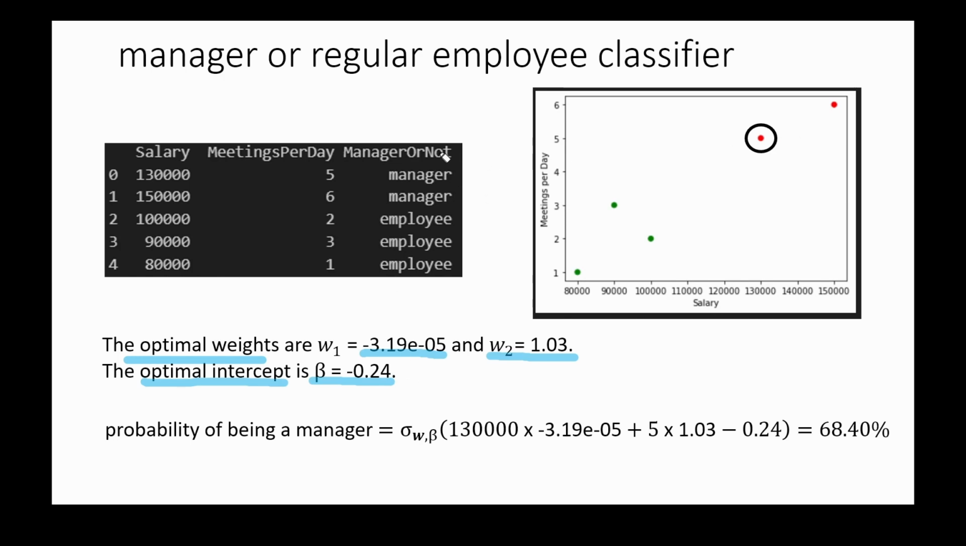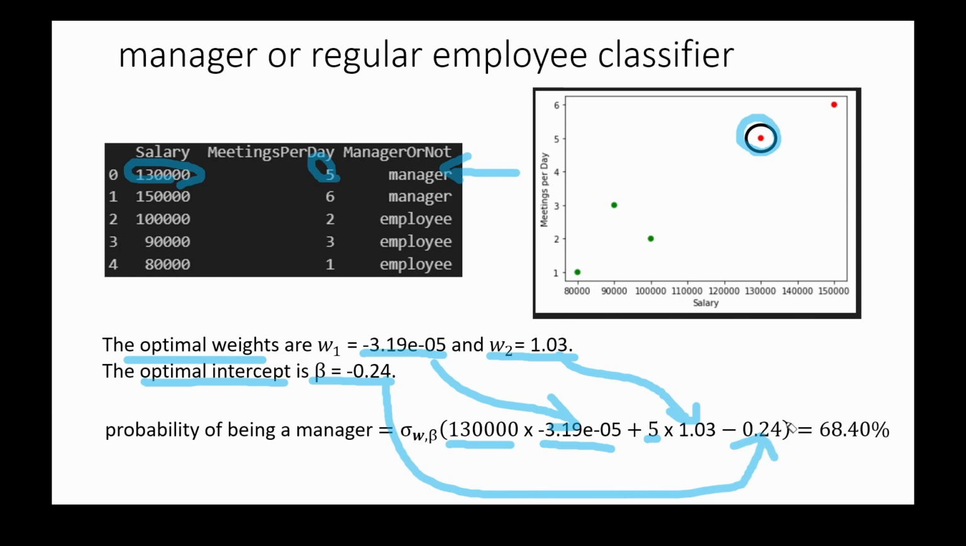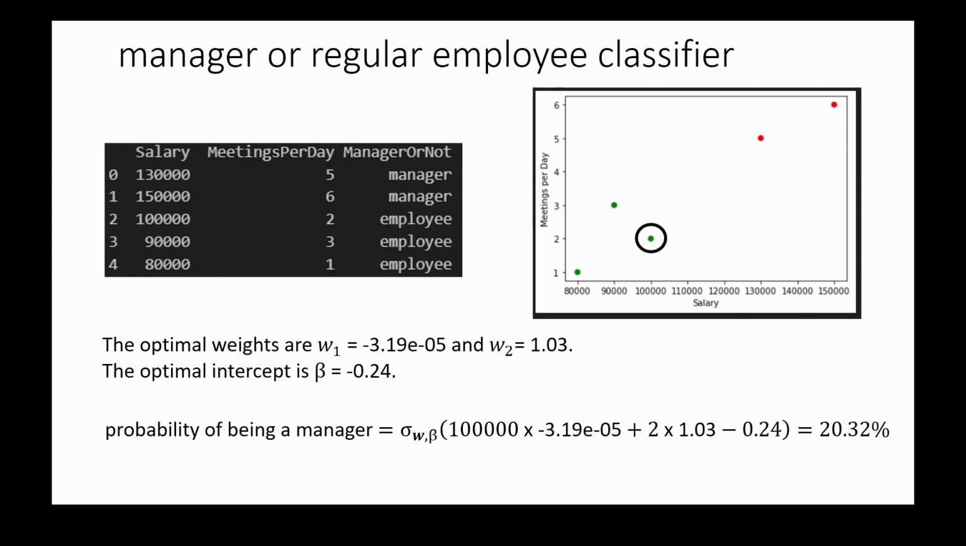So let's say we focus on this first employee, which corresponds to this red point here, and we want to calculate the probability of this person being a manager or not. We can simply plug in, first of all, the first feature, $130,000 over here, multiplying by the first weight, plus the second feature, which is 5 meetings per day, multiplying by the second weight, and then lastly adding the intercept. Feeding all these expressions into the sigmoid function, we get that the probability of this person being a manager is about 68.4%. Let's look at another example.